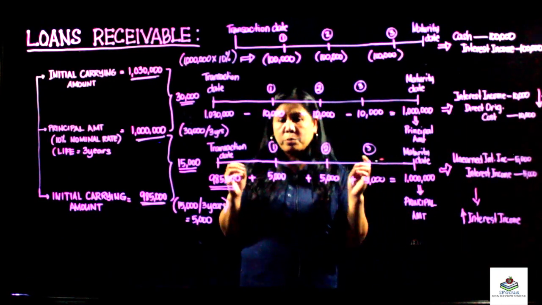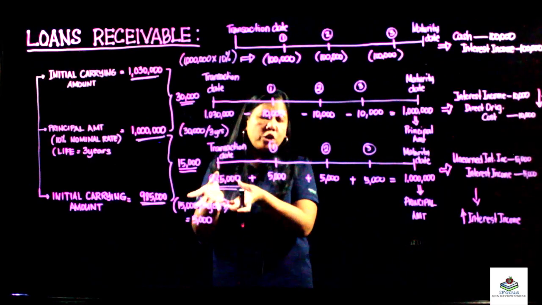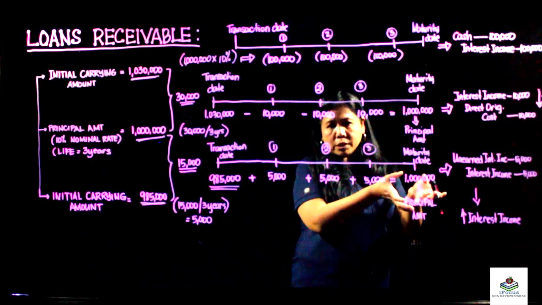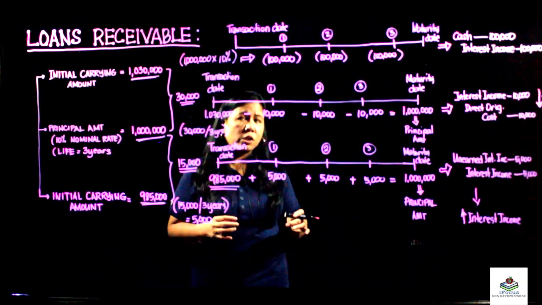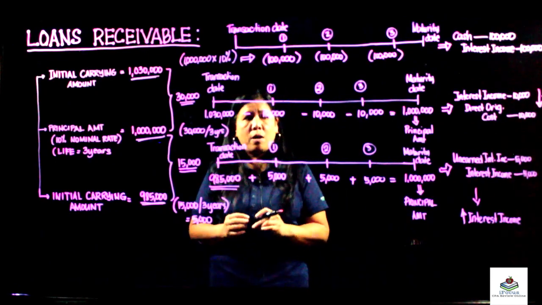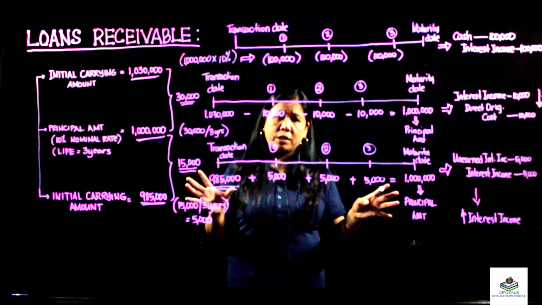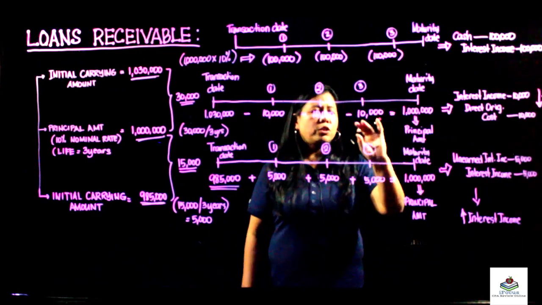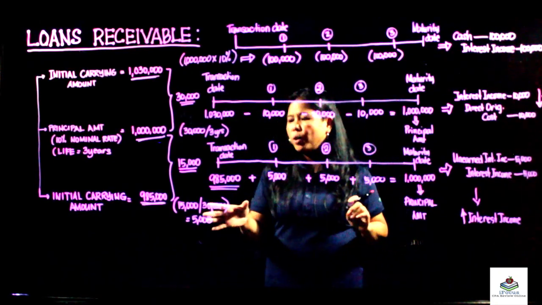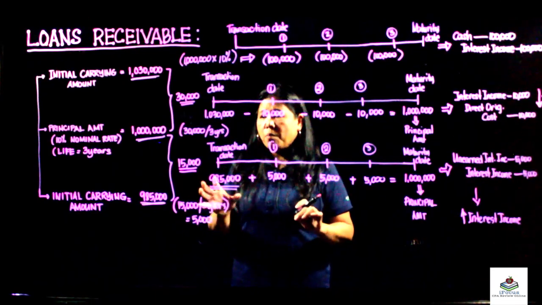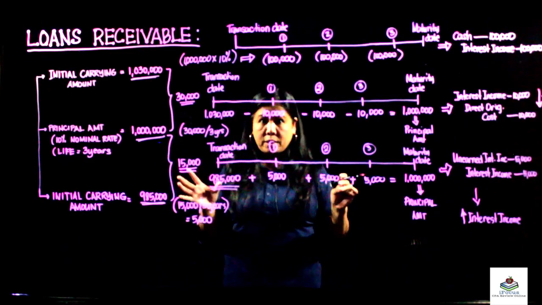The concept of amortization is to bring the initial carrying amount to the principal amount on the maturity date. This is the amortization using our straight line method. The only difference between the straight line and the effective interest method is the amount of the amortization. On the straight line, it's straightforward. We will divide the amount by the number of years, or life, of the loans receivable.